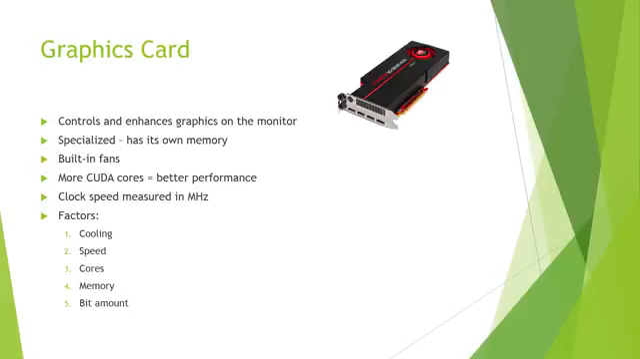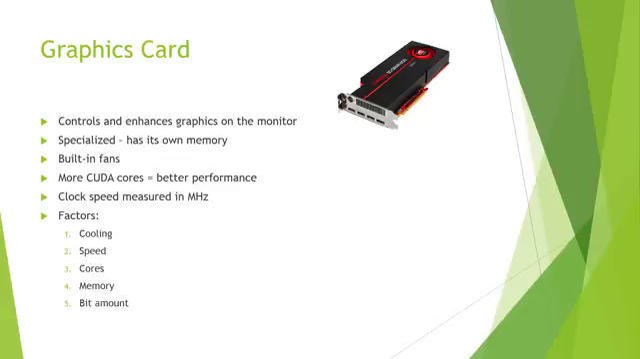Now we're going to move on to graphics cards. Graphics cards essentially control and enhance the graphics on your monitor. They're very specialized, so they take away the load from the CPU of having to process those graphics and put it on itself. Because of this, it has its own dedicated memory. Most of them come with built-in fans, and I think this is only for NVIDIA, but the more CUDA cores you have, the better the performance. And having more fans does not mean the graphics card is better. It can actually mean it performs worse in terms of heat distribution.